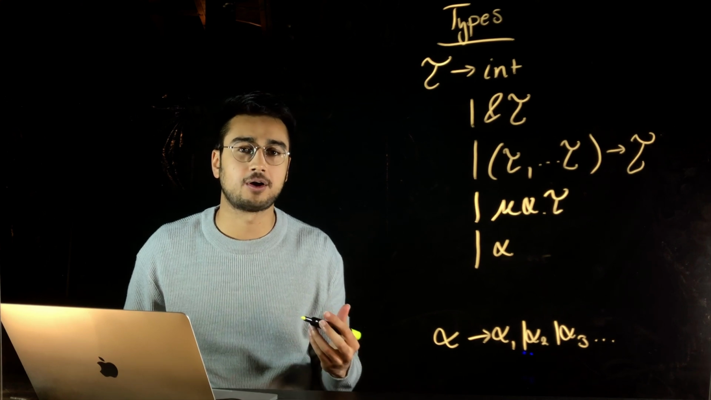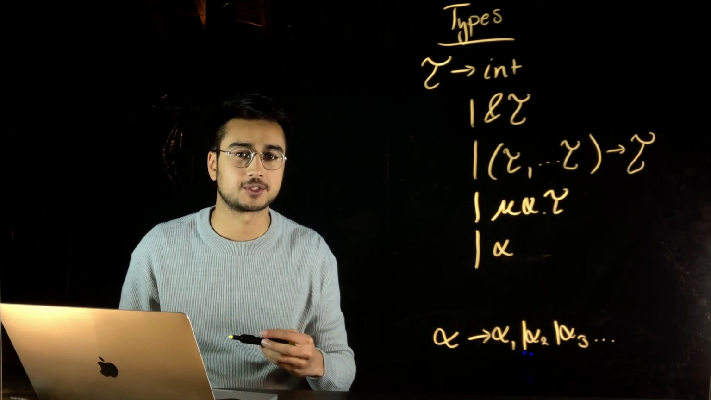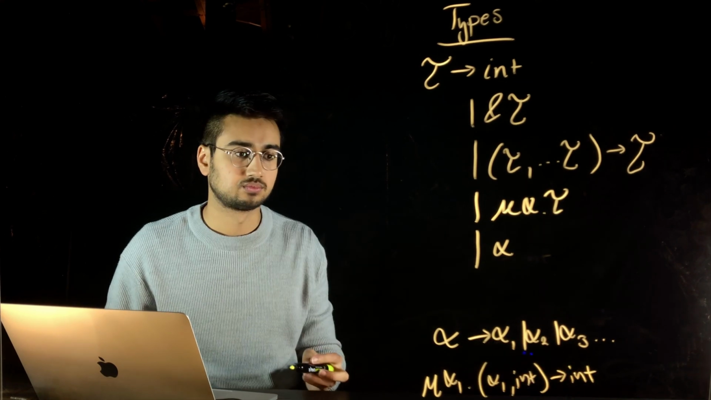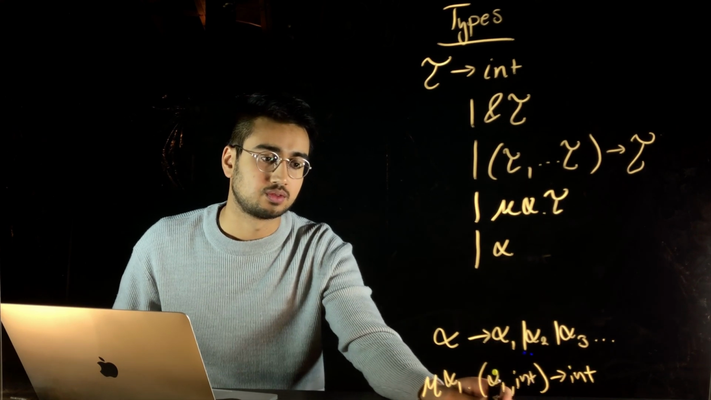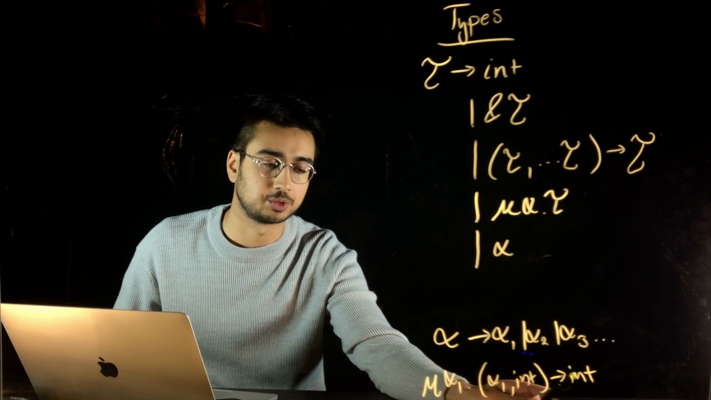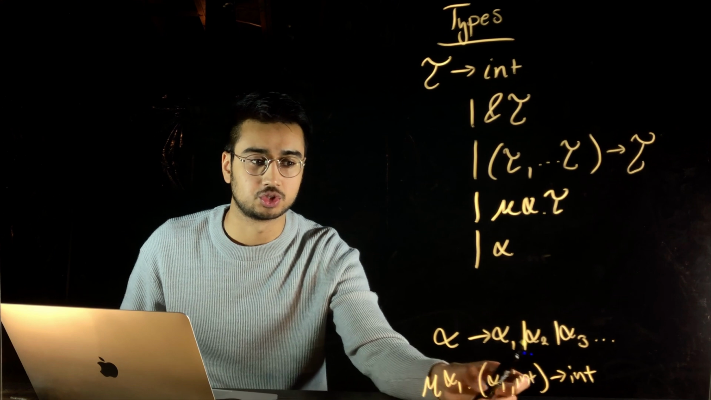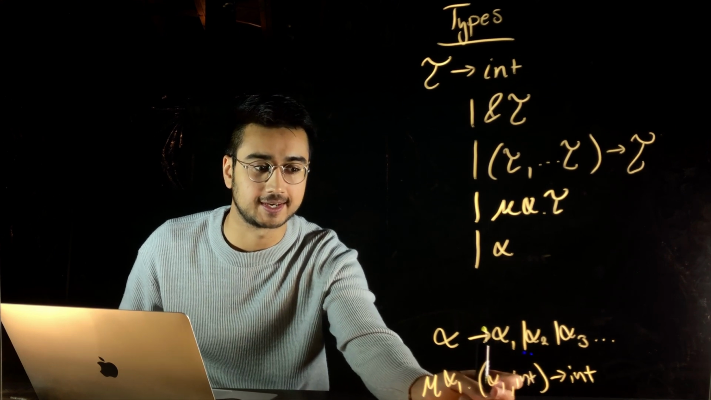So the type of our factorial function can be represented as follows. This is a function that takes in 2 arguments and returns an integer, and the type of the first argument is this whole thing. So again, we keep on plugging that into alpha 1.